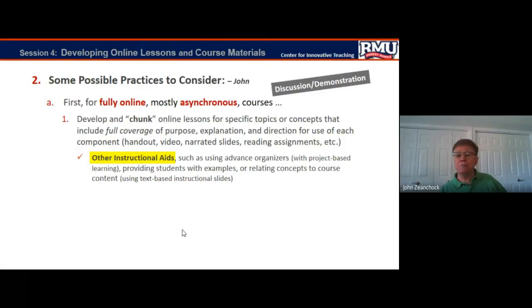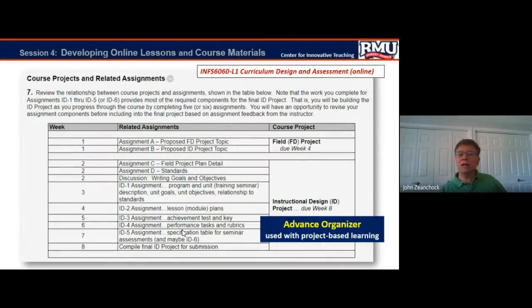Here's a couple examples of other instructional aids, such as using advanced organizers or providing students with examples. Here's an example of an advanced organizer that I give in a project-based course at the beginning of the course, to tell them each week what their assignments are going to be and how the results of their assignments are going to be embedded into one of their final projects. So they have a minor project due week 4, and then they have a major project due week 8 in an 8-week course called Instructional Design Project. And all of the assignments throughout the course build up to being able to provide the final project in week 8.